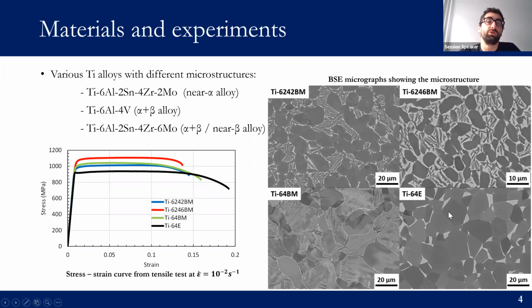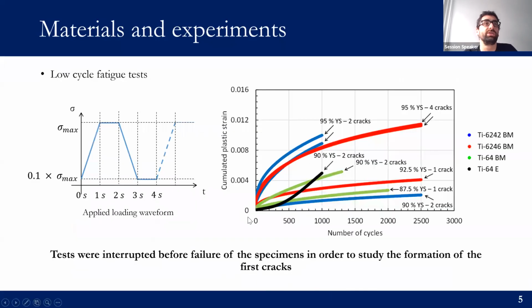We have considered Ti6242, which is a near alpha alloy, and Ti64 and Ti6246, which are alpha plus beta alloys. All these alloys were considered with the bimodal microstructures that are presented on the BSE micrographs shown on the right-hand side of this slide. Ti64 was also considered with an equiaxed microstructure. All these materials exhibit quite different tensile behaviors, as shown by the stress-strain curves presented on the left. And these materials were tested in the low cycle fatigue regime.